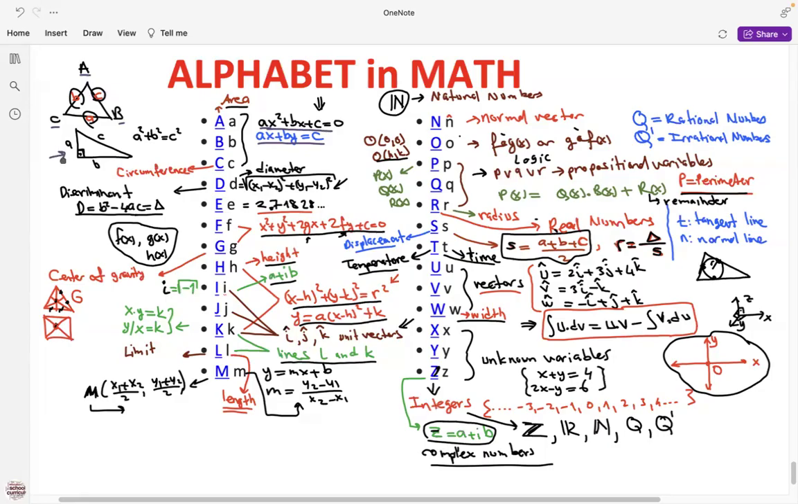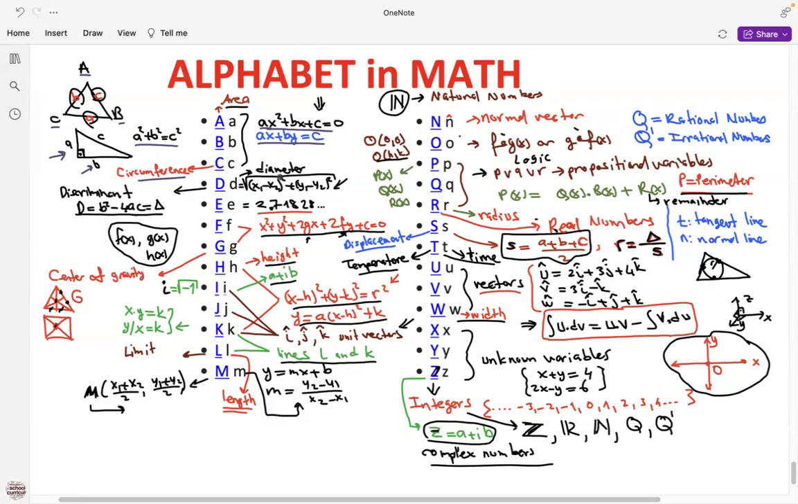Especially in middle school, when we studied the Pythagorean theorem, here is the equation of the Pythagorean theorem. A and B are the perpendicular legs and C is the hypotenuse. Capital C we are using for the circumference of the circle as well. And capital A we use for the area of any given figure in geometry and in mathematics.